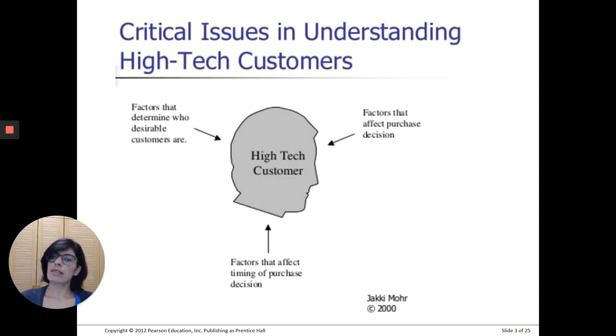Let's now have a look at some critical issues in understanding your high-tech customers. When you are creating your customer persona and developing your products or services to cater for your high-tech customers, there are three factors you must take into account. The first is the factors that affect their purchasing decision.